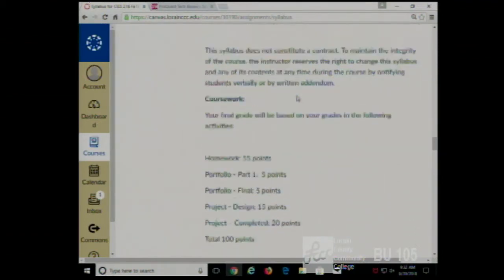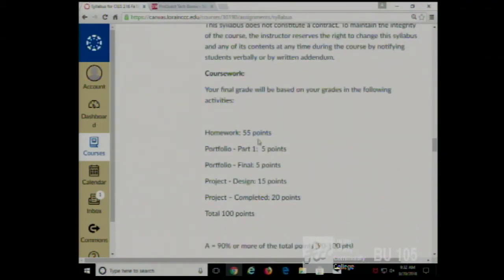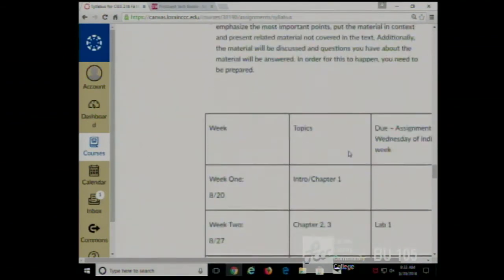A little bit about incompletes, a little bit about coursework. There's really three main things that your points come from. Homework, a portfolio that's done in two parts, part one and the final version of it, and a project which is done in two parts, the design and the final project. The portfolio and project we're going to talk about later on. Not today, but in a few days. And here's the approximate schedule.